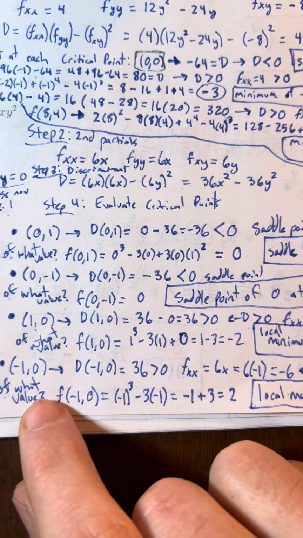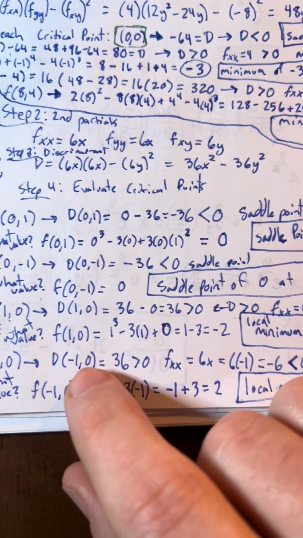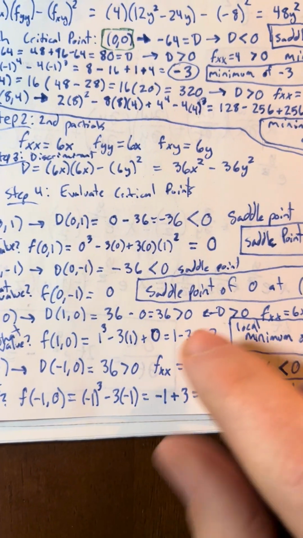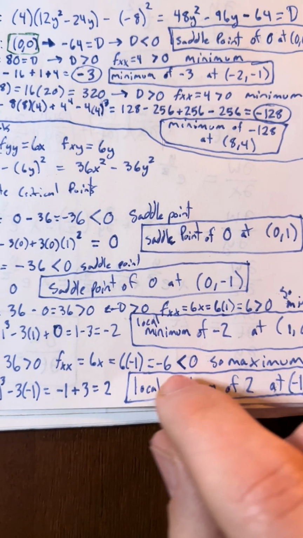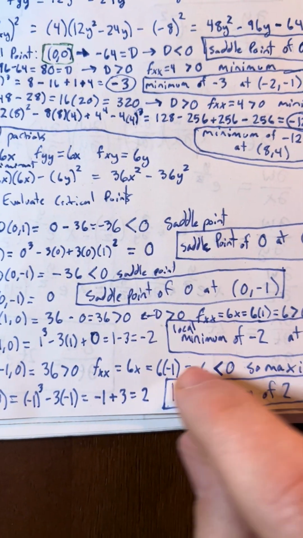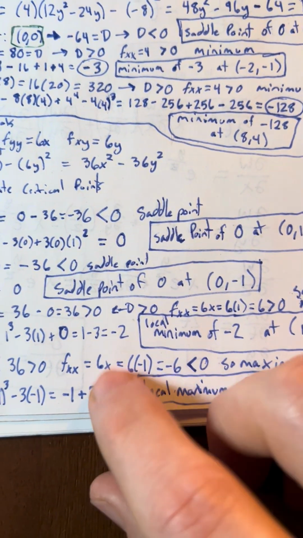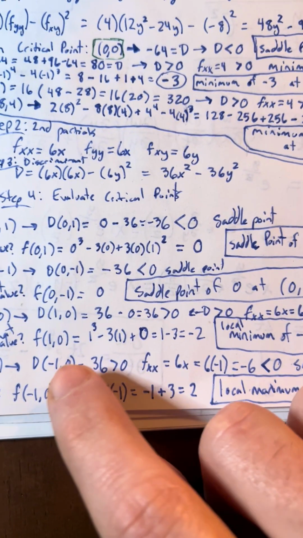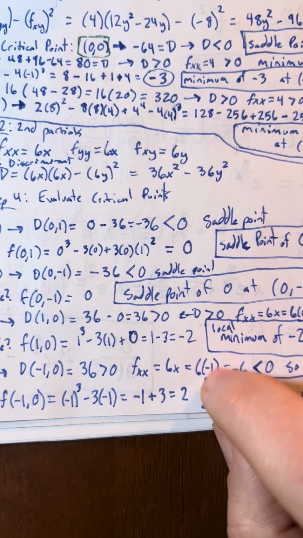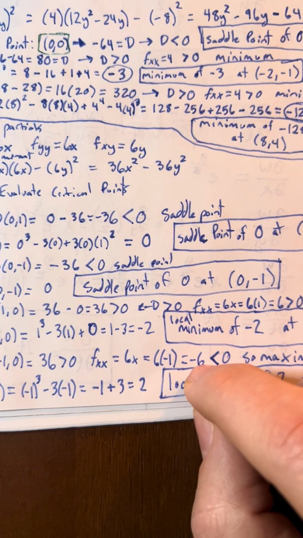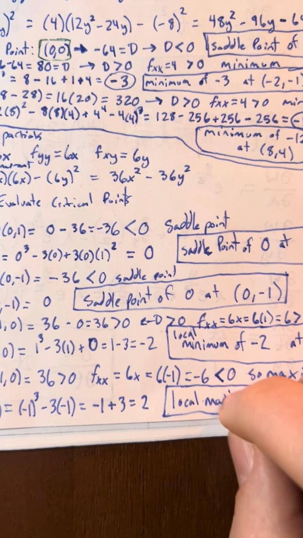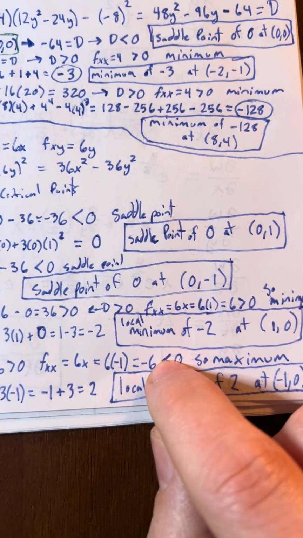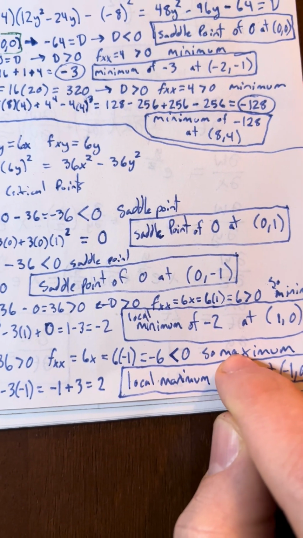And then it's almost identical here. So you have (-1, 0). D is going to be the same thing because x squared, even if it's minus 1, becomes positive. So you have 36, which is greater than 0. So it's going to be a minimum or a maximum. Then we go back to fxx, and it's 6x. Well, the x we're testing is minus 1. So 6 times minus 1 gives us minus 6. Minus 6 is less than 0. So we have D greater than 0 and fxx less than 0. So it's a maximum point.